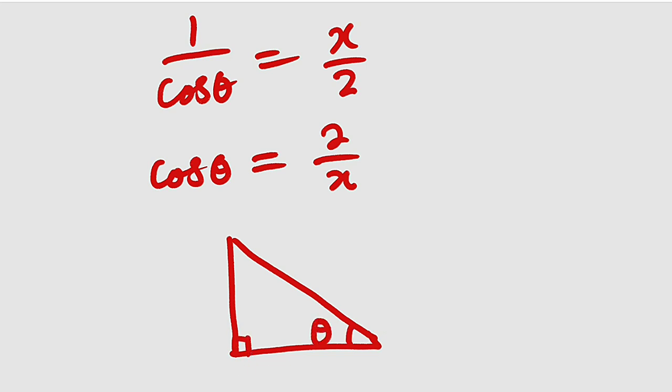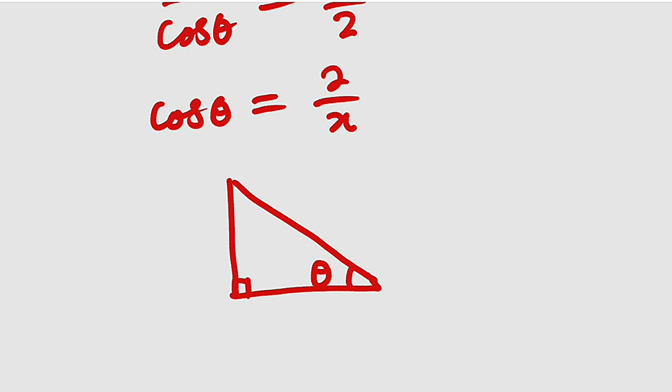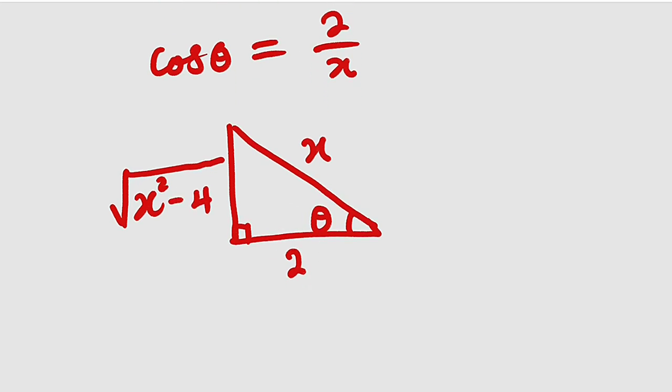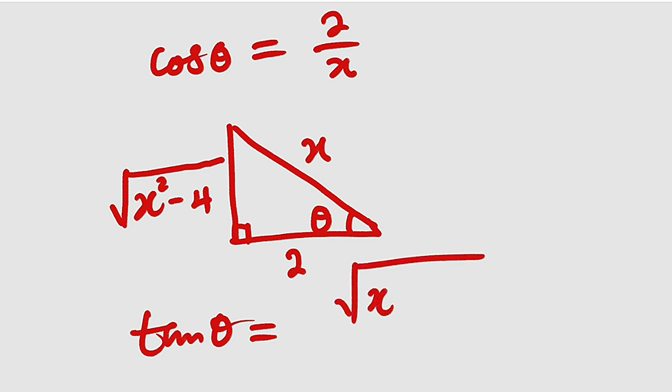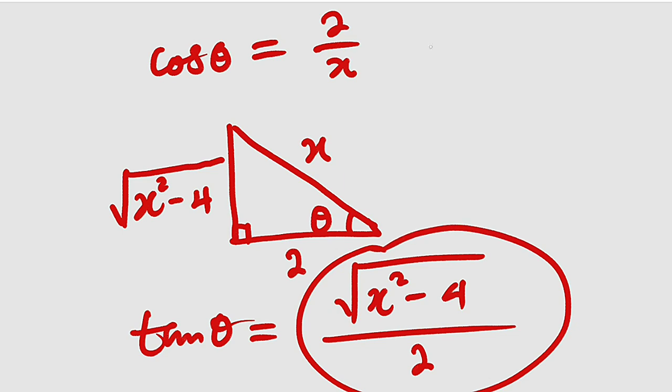This is 90 degrees. Cosine is what? Adjacent divided by hypotenuse. This is adjacent, this is hypotenuse. What will be the opposite? It will be the square root of hypotenuse squared, that is x squared, minus adjacent squared. 2 squared is 4. So we can use this to find tangent theta. Therefore, tangent theta will be what? Opposite divided by the adjacent. So the opposite is square root of x squared minus 4. The adjacent is 2. So instead of tangent theta, we can now replace it with this one, and we're good to go.